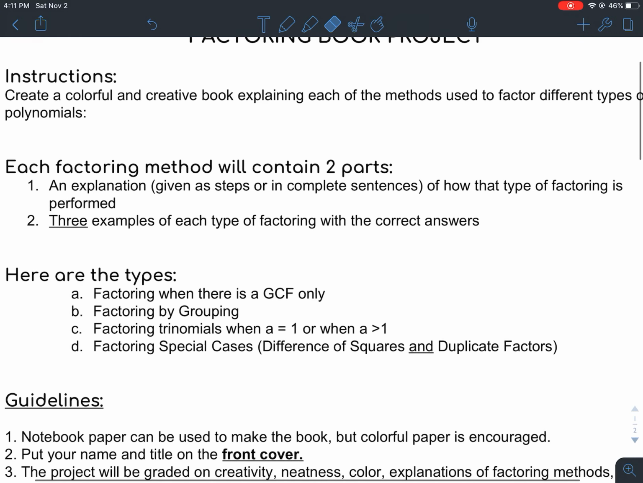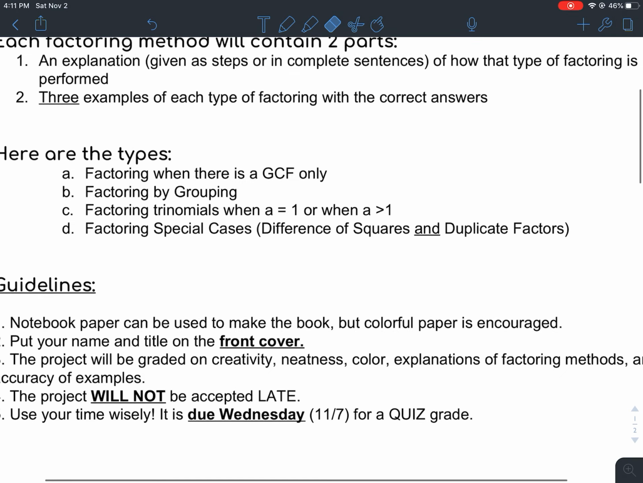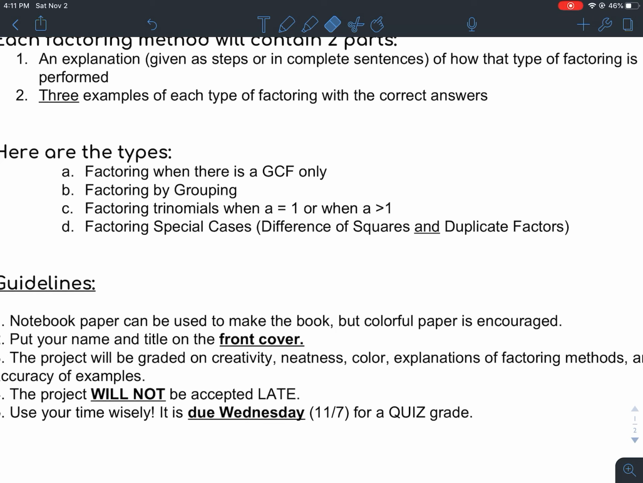So I would recommend pulling from problems in the homework or problems in our notes. There are 4 different types that we've talked about, kind of. The first type is factoring when there's only a GCF. Sometimes when we're given a polynomial, the most that we can factor is a GCF.